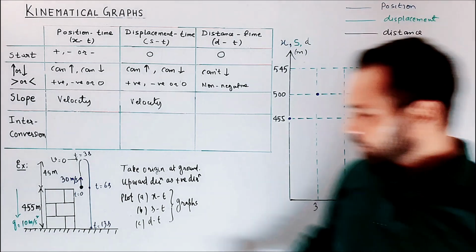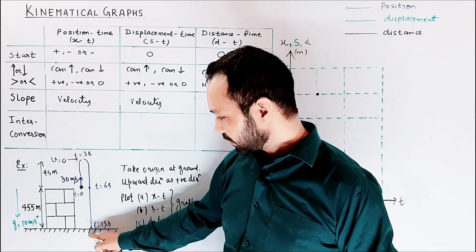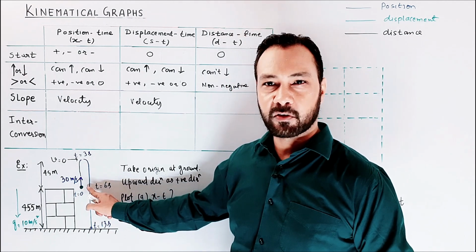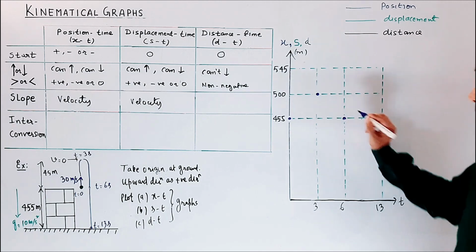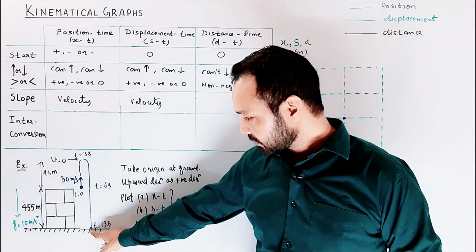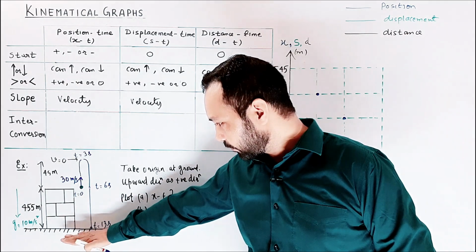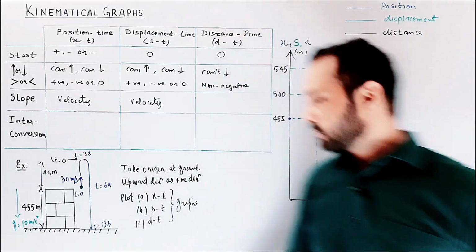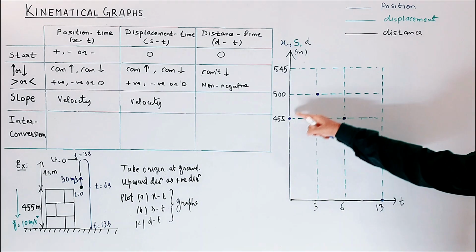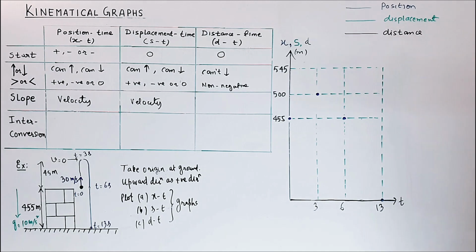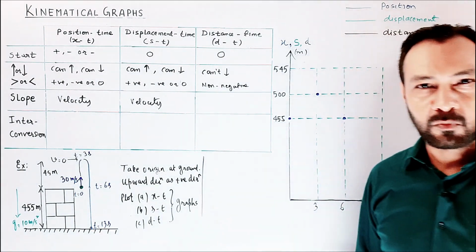And position at t equal to 6, it is again at the level of the point of projection. So from the ground its height is 455, so position is 455 at t equal to 6. And at t equal to 13 seconds it falls back to the ground, and all the distances are to be measured from here. So position at t equal to 13 is 0. So the graph of the position time will pass through these points. This is enough for us to plot, but still I want to use the equation of motion.